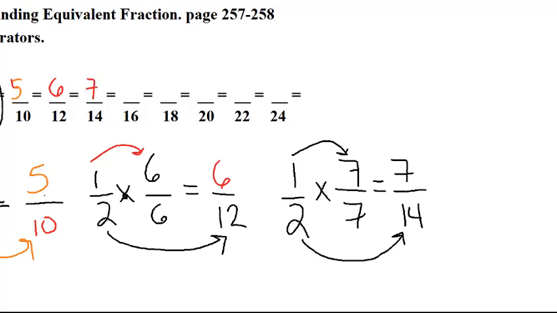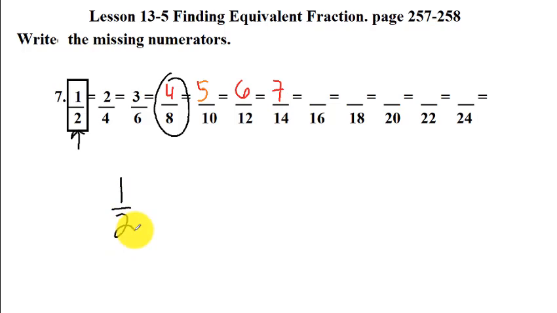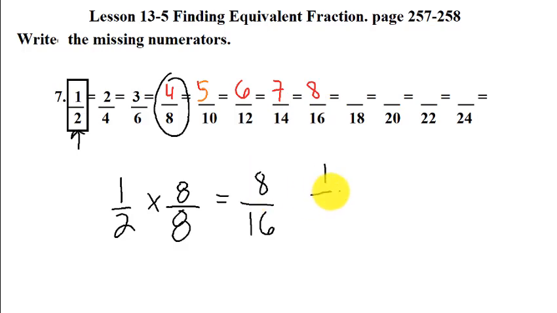And we need to continue with 1/2. And we want to have 16 as the denominator. What number times 2 gives us 16? It's 8. 8 is the missing number, equivalent to all those before. Okay, the next is 18. What number times 2 gives us 18? It's 9. 1 times 9 is 9.